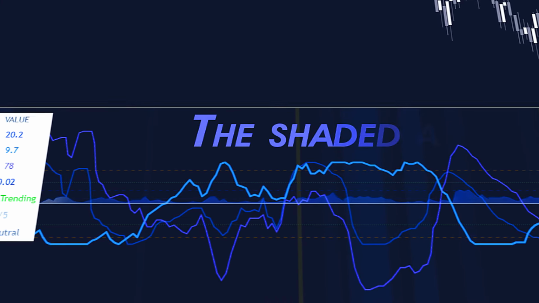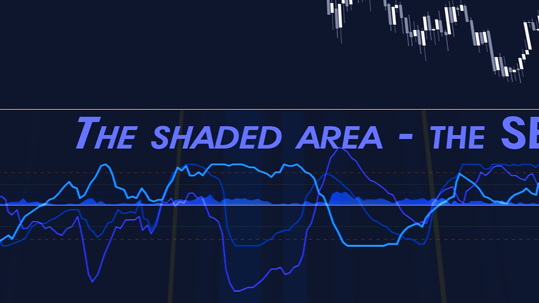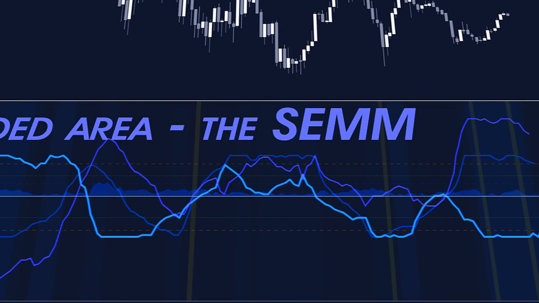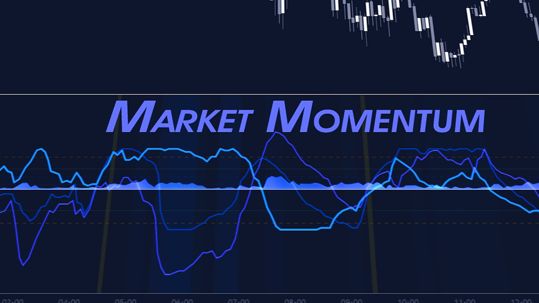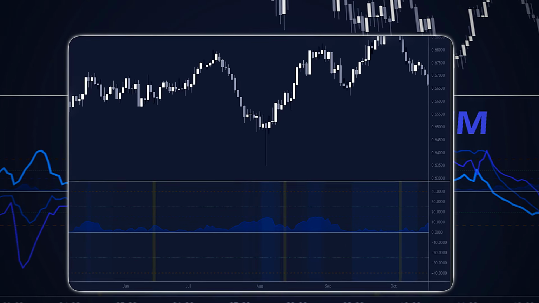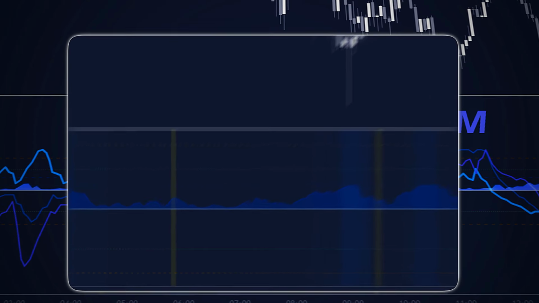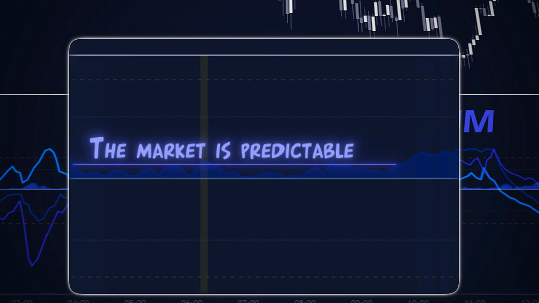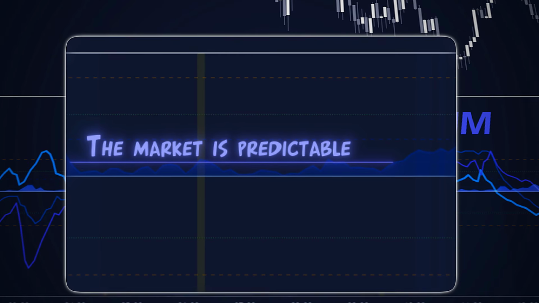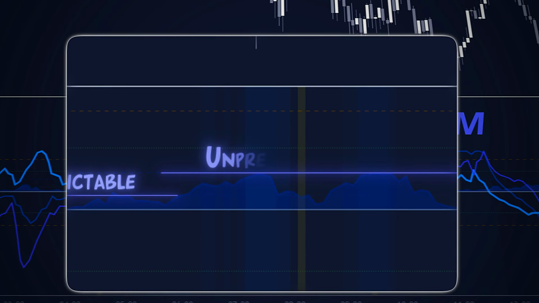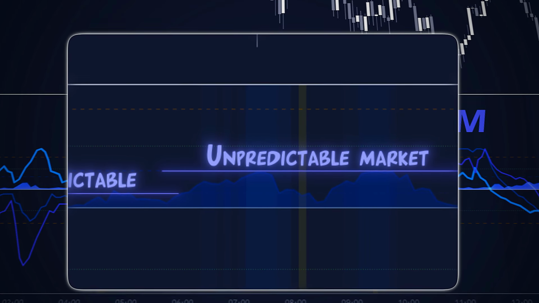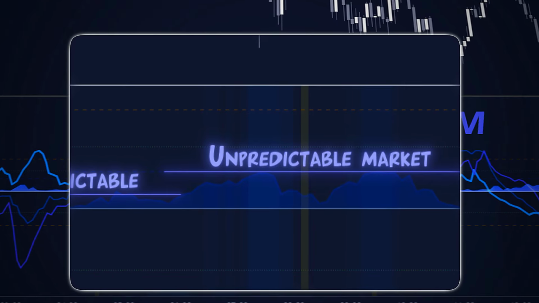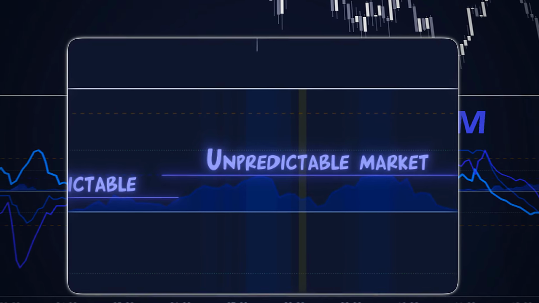And we cannot forget the area shaded in royal blue, the SEMM. This is perhaps the most powerful concept, market momentum. It is not just another line, it is a zone. When this area is thin and stays close to the base, it is like the calm sea. The market is predictable and trending. But when it expands and grows, it's like a storm brewing. It warns us that the market is becoming unpredictable and chaotic, where trends die and noise dominates.